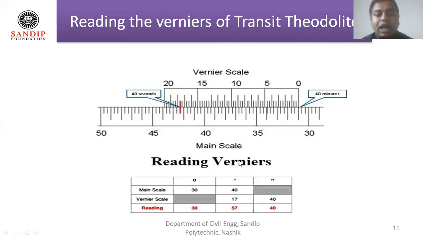Now we have to just add vertically. Okay, here 30 plus 0 is equal to 30, 40 plus 17 is equal to 57, and 0 plus 40 is equal to 40.